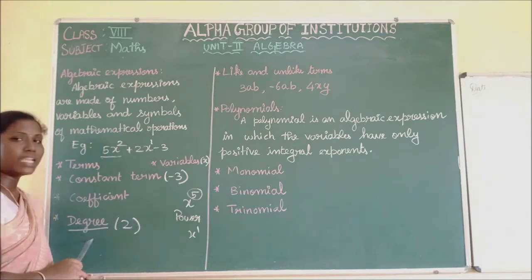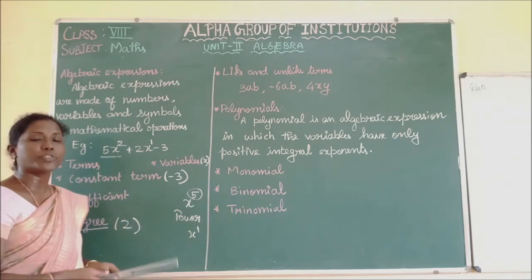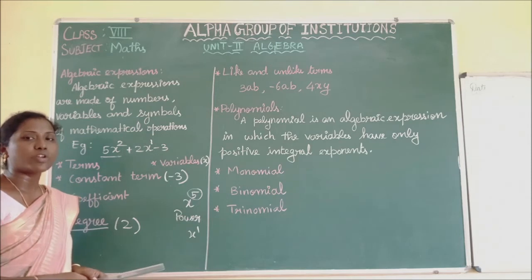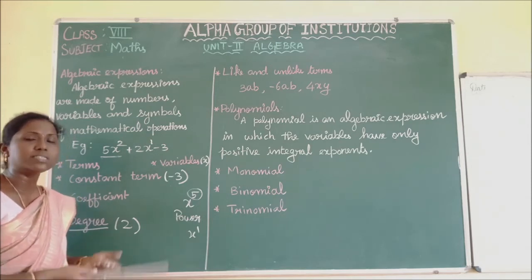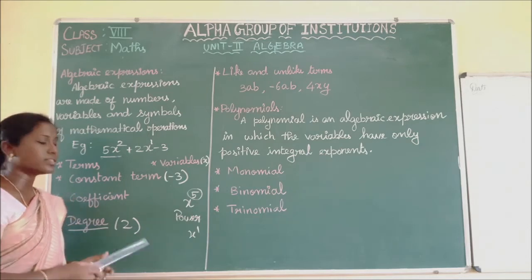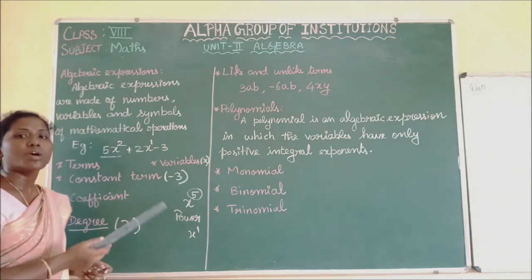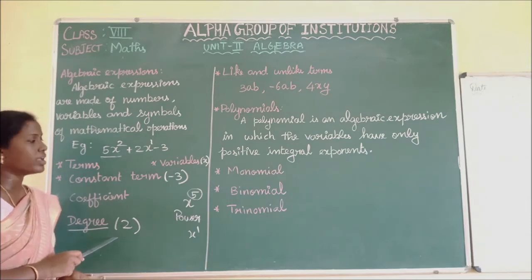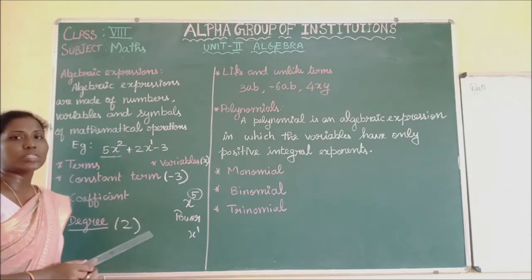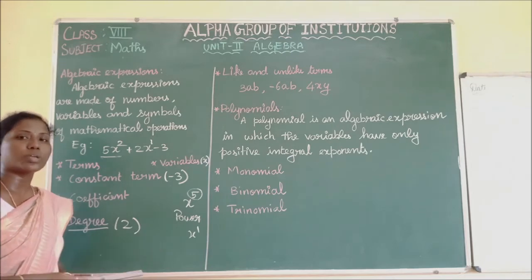Next, degree. The highest power of the expression is called the degree of the expression. In a polynomial, the highest power of the polynomial is called the degree of the polynomial. Okay. Then we will see about like terms and unlike terms, and about polynomials and their classification.